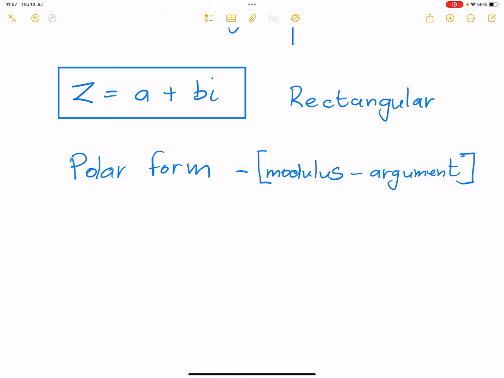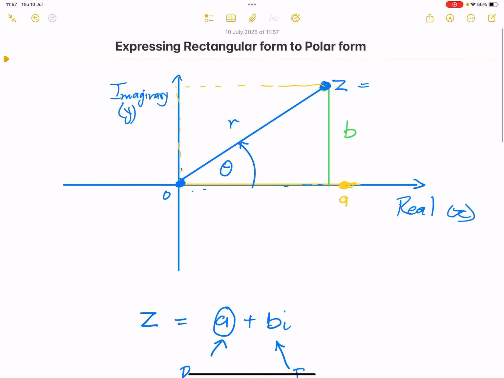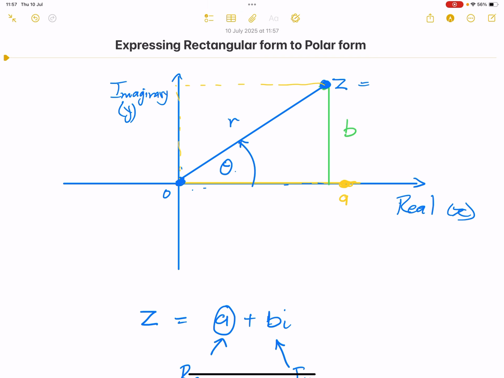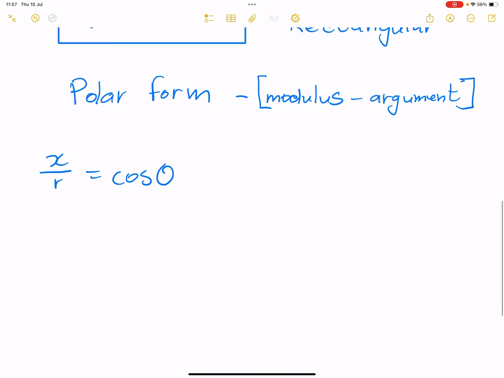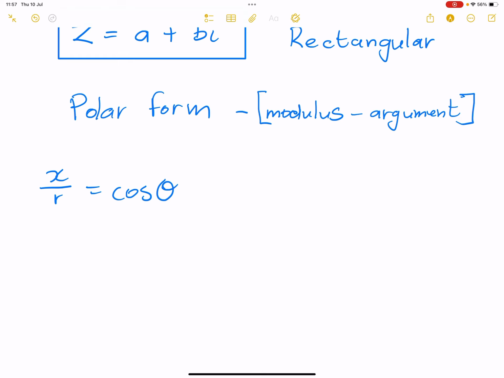So what it simply says is that if I take x over r, this would be equal to the cosine of theta. If you think about cos of theta, that's adjacent, which is x, over r. So x over r is cosine of theta. And so if I want to get the value of x, that will be r cos theta, or you can say that it is the modulus multiplied by the cosine of the argument.